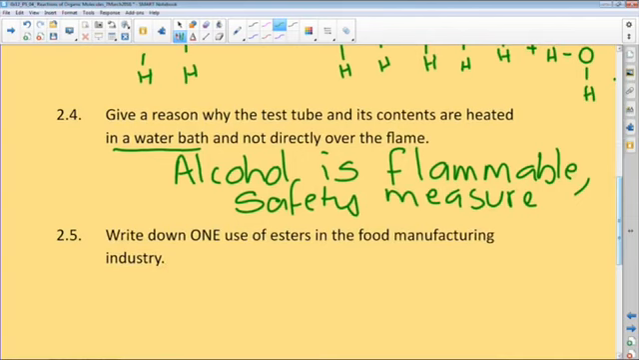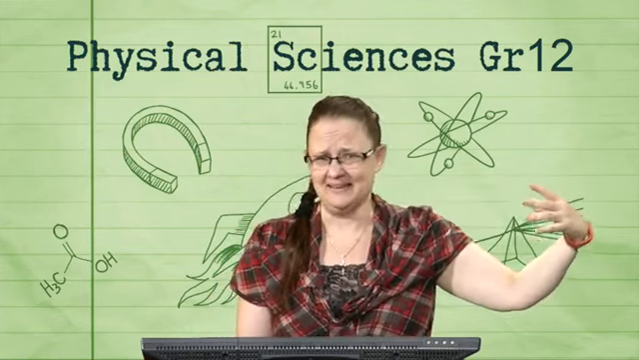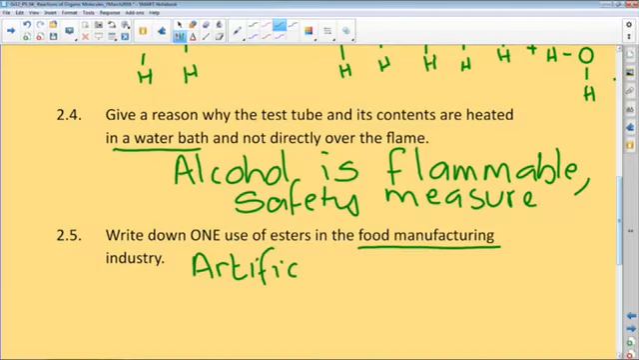Then, write down one use of esters in the food manufacturing industry. There's lots of them. But because I said food manufacturing, you can't say it's used to make perfumes. Okay, I don't particularly enjoy eating perfumes. Ladies, if you've ever sprayed perfume in your mouth, even deodorant, by accident, it's horrible, okay? So we don't use that. It's not the food industry. What they mean by this is artificial flavoring.